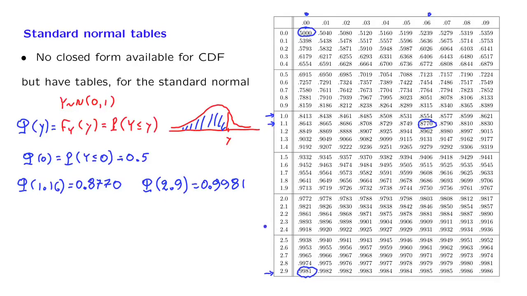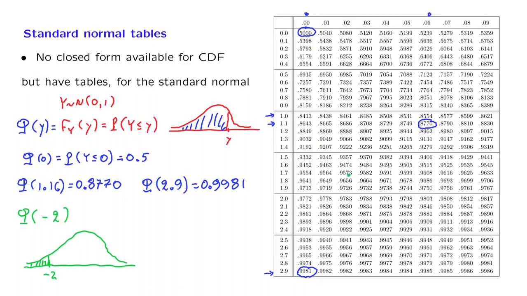Now notice that the table specifies phi of y for y being non-negative. What if we wish to calculate the value, for example, of phi of minus 2? In terms of a picture, this is a standard normal. Here is -2. And we wish to calculate this probability.